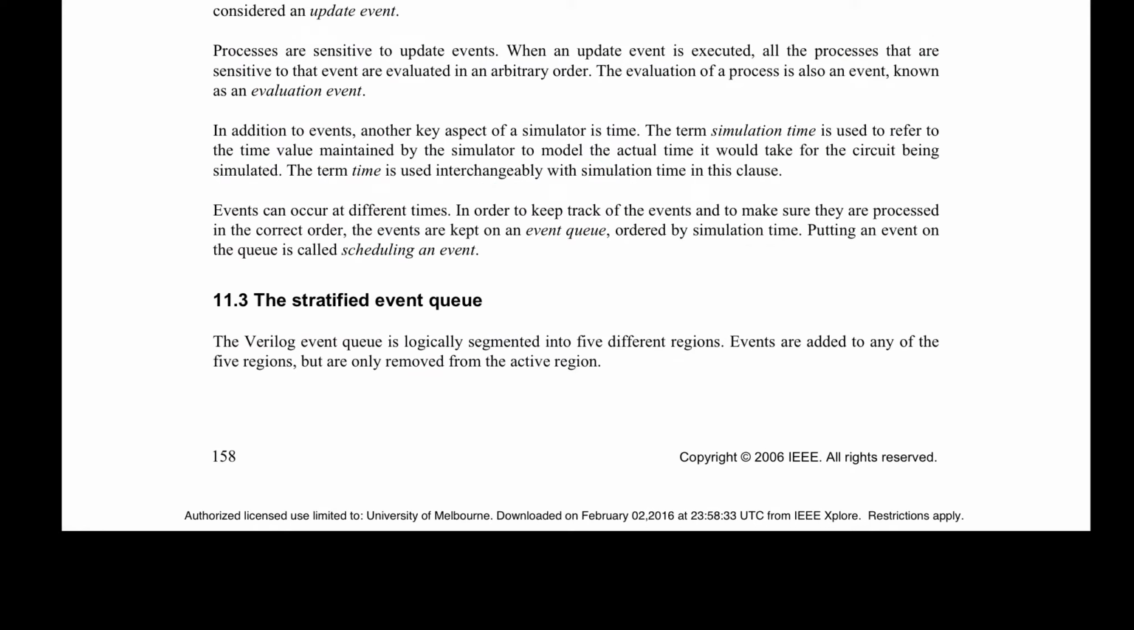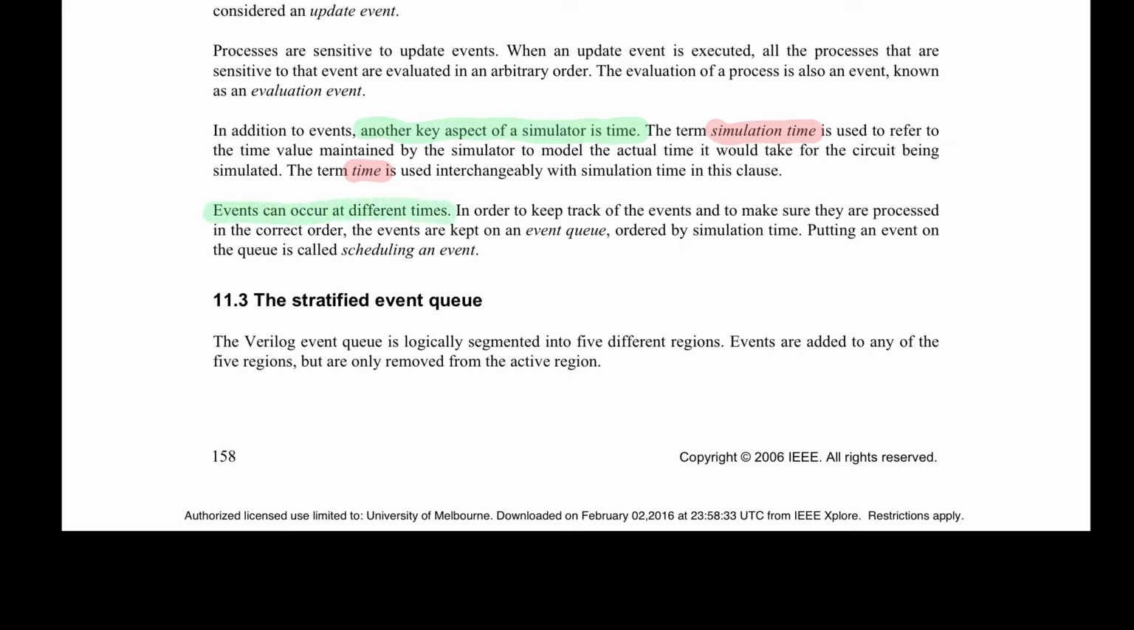In addition to events, another key aspect of a simulator is time. The term simulation time is used to refer to the time value maintained by the simulator to model the actual time it would take for the circuit being simulated. The term time is used interchangeably with simulation time in this clause. So in particular, we don't care about the actual time on your watch. We don't care about how long the simulator takes to function. We just care about what is the current time that we are simulating in the digital circuit.